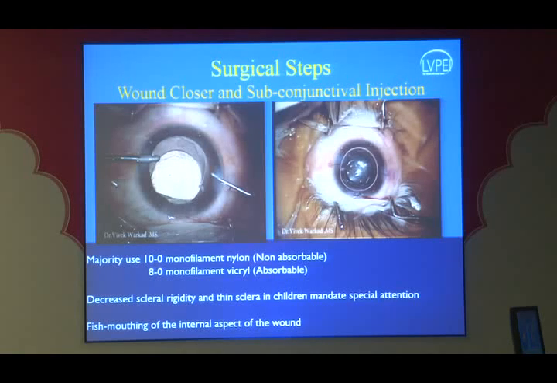This is the last step, wound closure and subconjunctival injection. It is of utmost importance, particularly in children, because they have decreased scleral rigidity and thin sclera that need special attention, because there is always a chance of fish mouthing of the internal leaf of the wound. Because of the child's age, particularly those children who are challenged, there is a very high risk they will hit the eye and your wound gets fish mouthed. So there is a very high chance of leakage, postoperative hypotony and infection.